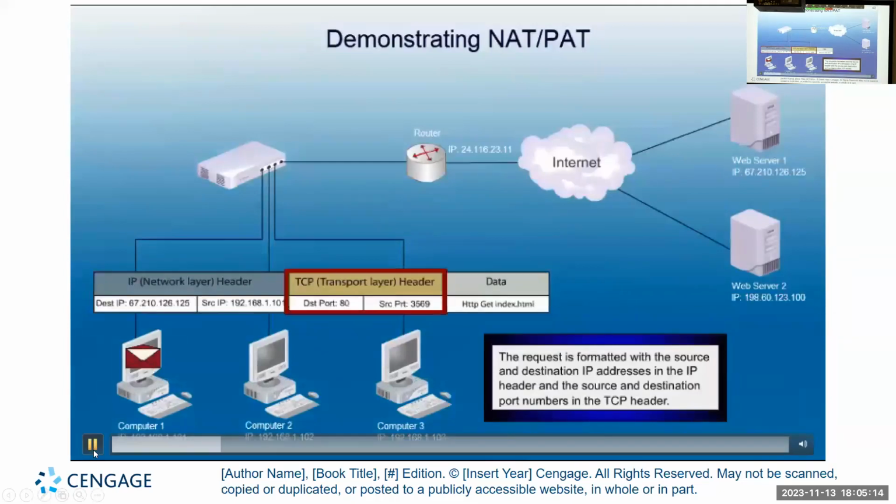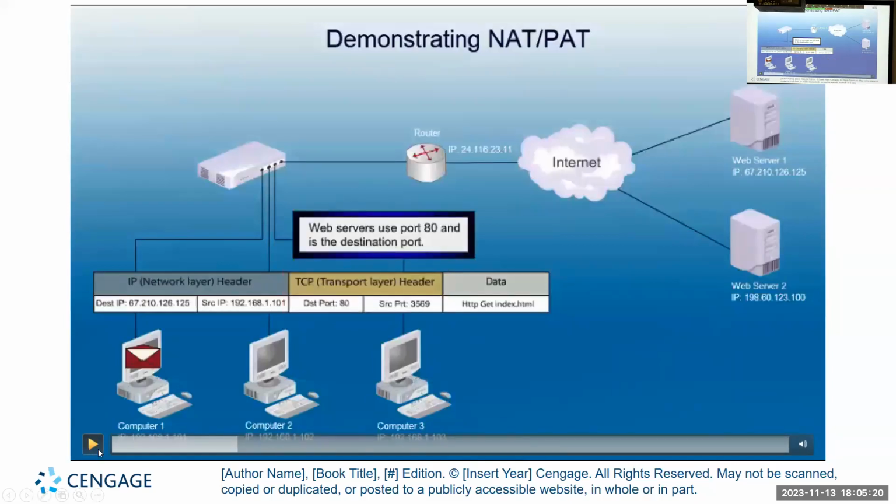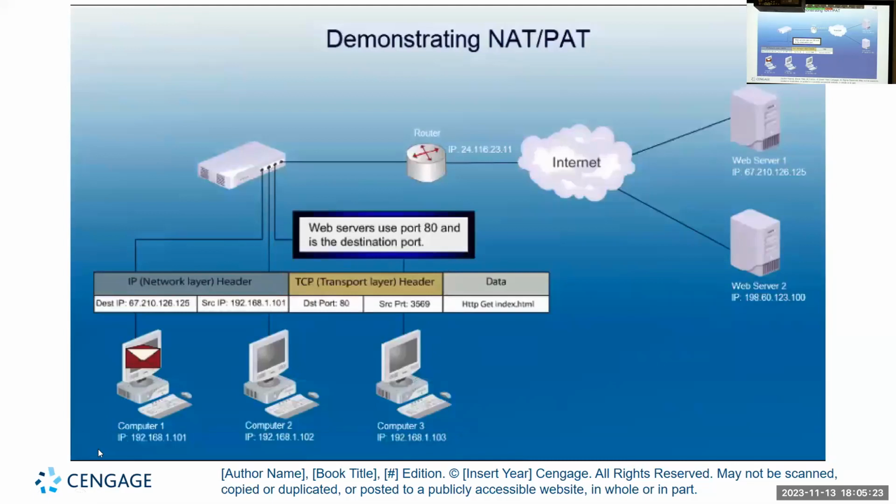Give commentary as this goes along. All right, so computer one is going to communicate with web server one. So it puts the destination IP address for web server one in the packet header, and in the transport layer, port 80, assuming that it's not an HTTPS communication. And then the source address of the computer, which is a private address, 192.168.1.101, goes in the source part of the header, and the source port goes in the TCP header.